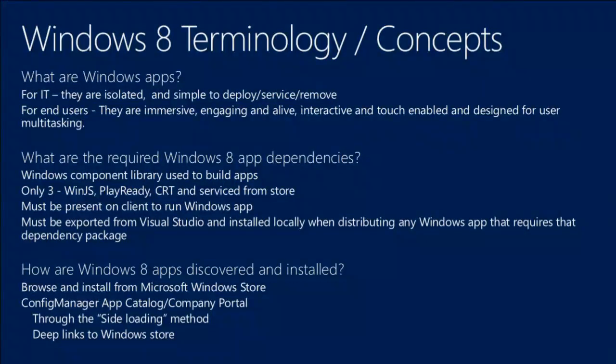And the second way: suppose you are building a line of business application which is Windows 8 style. The first question that the IT admin is going to ask is, why should I publish this application in the public store? If you are not willing to publish that application in the public store, then you have to provide a way to sideload that application.